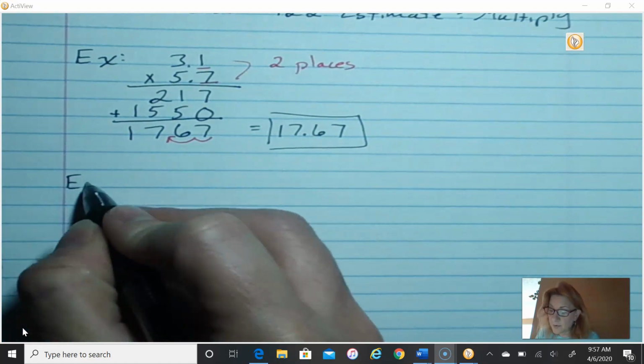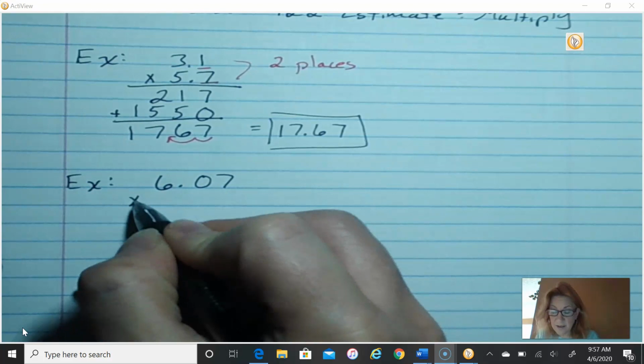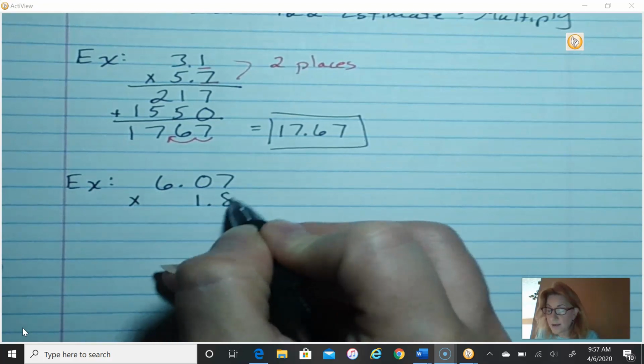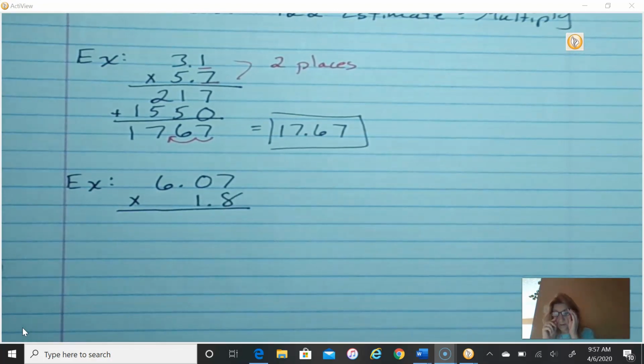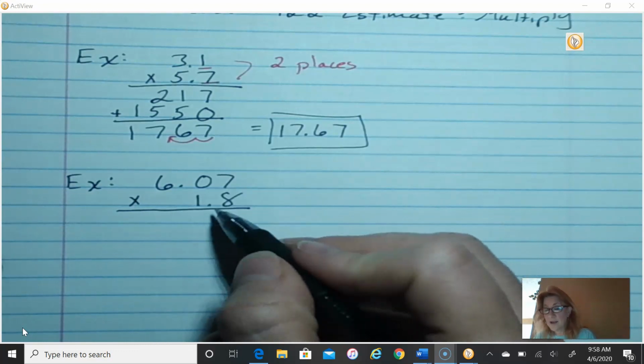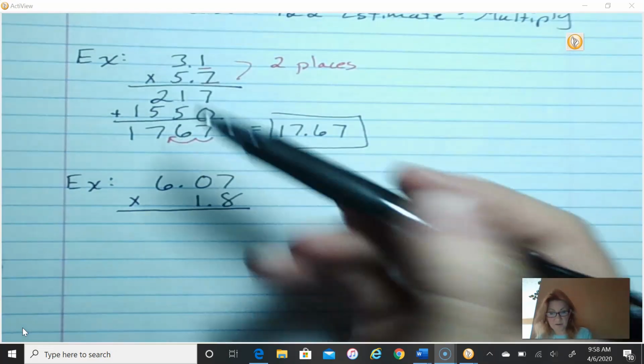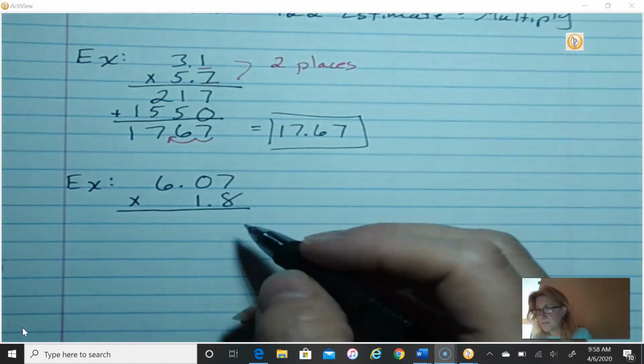Okay, next example. 6.07 times 1.8. I'm going to pause so that y'all will pause yours. Do your work. Okay, notice the decimals are not lined up. That's because in multiplication, you do not line up the decimals, or you don't have to, unless, of course, it just happens to work out that way.